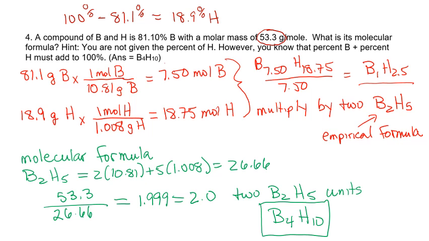All right, let's take a look at the molecular formula work. Hopefully you did this right. So we took the empirical formula, B2H5, and we figured out that its mass was 26.66 grams. Let me go ahead and put grams in there. We divided 53.3 grams by 26.66 grams and got 1.999, which we're going to say is 2. So we had 2 B2H5 units, which means our molecular formula was B4H10.